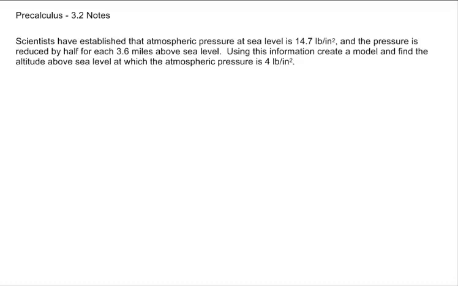Okay, so we want to find the altitude above sea level for the atmosphere where the atmospheric pressure is equal to 4 pounds per square inch. And we know that scientists have established that at sea level it's 14.7 pounds per square inch, and that the pressure is reduced by half for each 3.6 miles above sea level. So this is really similar to our half-life problem, where our air pressure is going to be equal to an initial amount, which is 14.7. 14 is not 17.